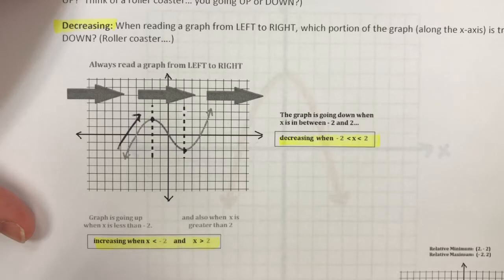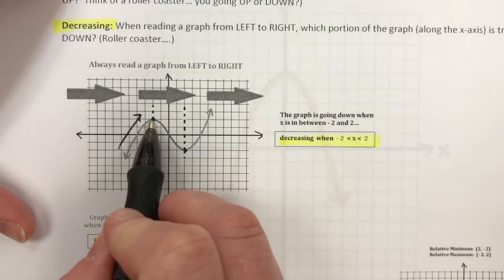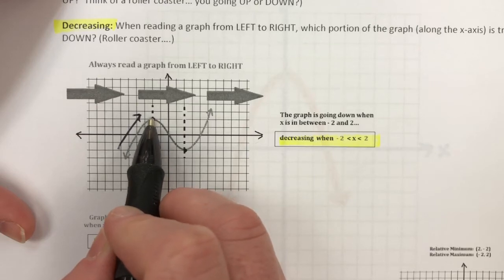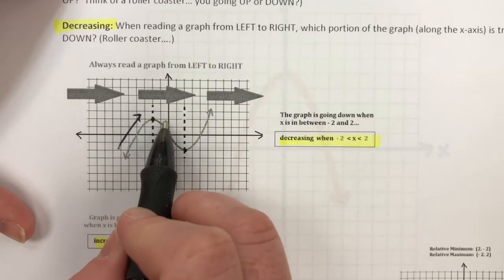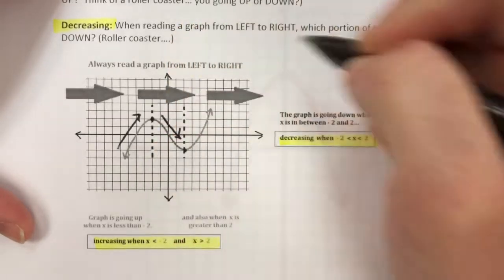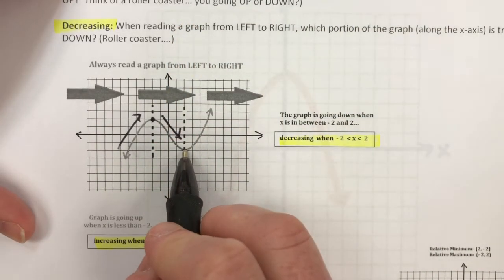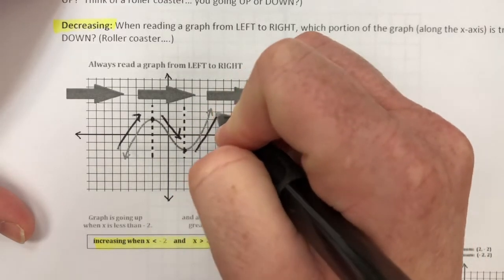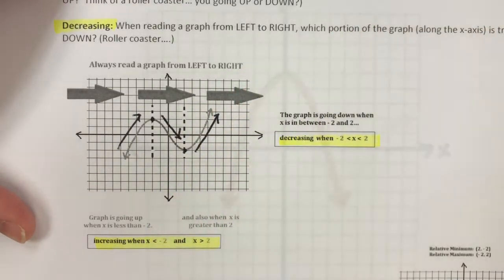When do I stop increasing? Right about here at this dot, right? Right here at the top, it levels off. So I'm not going up anymore. I'm staying the same. And then after that, I'm decreasing. If I'm on a roller coaster, I'm going down, until I get to this point, the lowest point here, and then I go up again. So all of this is increasing. So just think of a roller coaster.